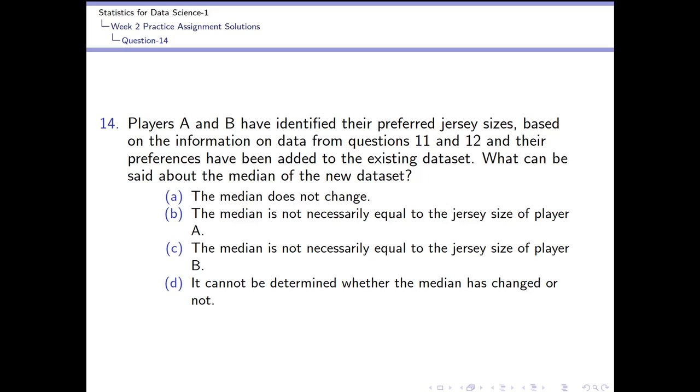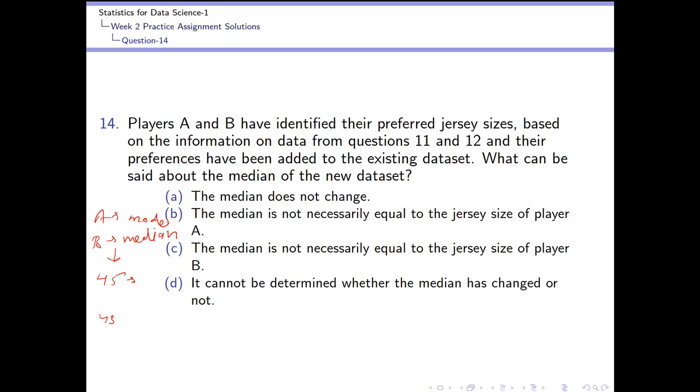14th question. Players A and B have identified their preferred jersey sizes based on the information given in questions 11 and 12, and their preferences have been added to the existing data set. What can be said about the median of the new data set? Again, A has chosen the mode observation and B has chosen the median of jersey sizes, and their jersey sizes have been added to the 43 observations, and now the data will contain 45 jersey sizes. Now what can be said about the median of the new data set?